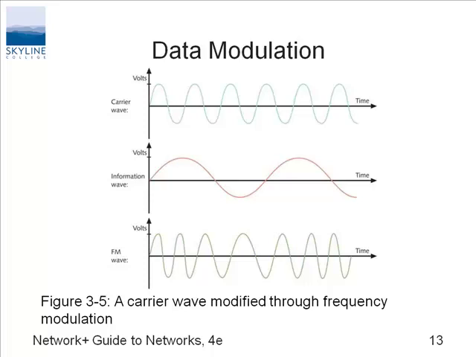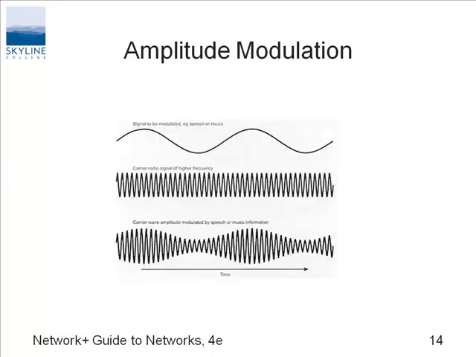FM modulation. The advantage to FM modulation, when we talked about noise, is that if we get a lightning strike on one of these, do we really care? No. You just clip the top and take the noise away. So that's FM modulation, and the other one is amplitude modulation. This is the one where we change the volts.